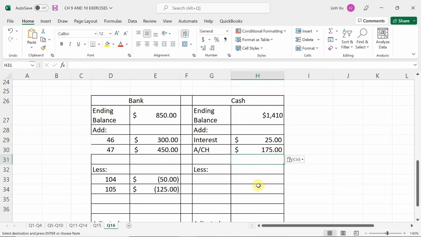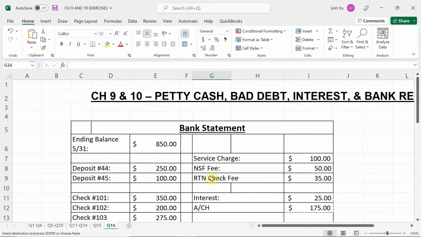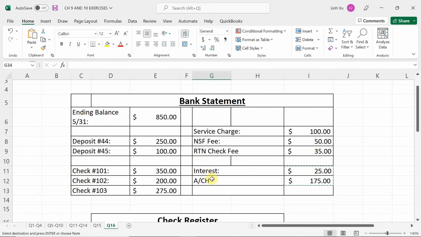Okay. And then other things that you're going to subtract are going to be any service charges, any late fees, any NSF fees. So if you deposited a check and it bounced, you're going to get a bounce check fee. Okay, so let's see what happened up here. You got an NSF fee, $50, and you had a return check fee for $35, and you had bank service charges.